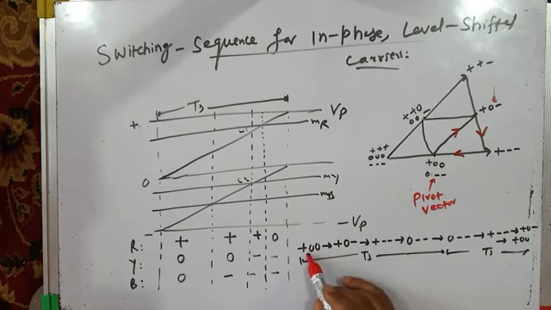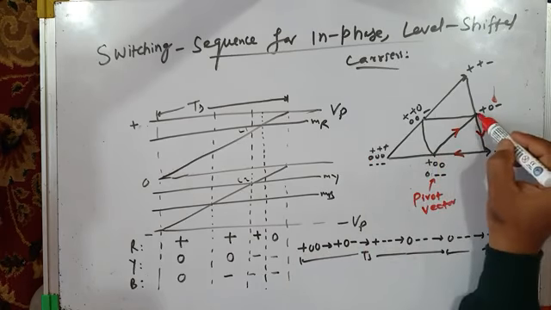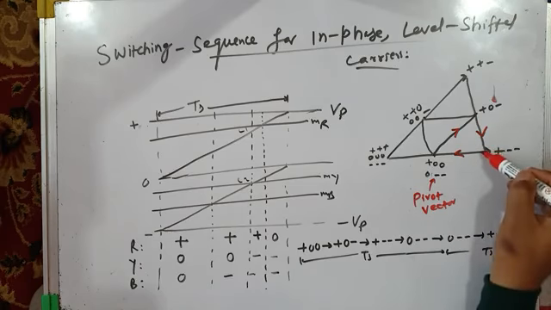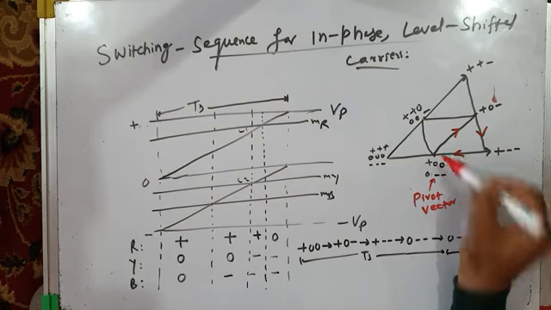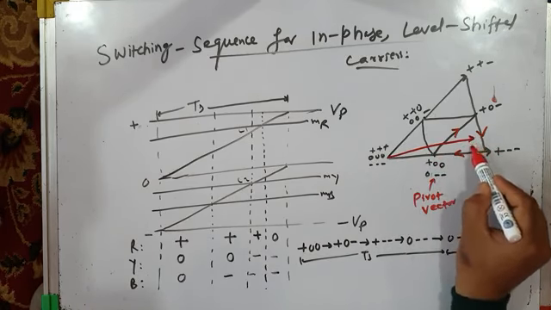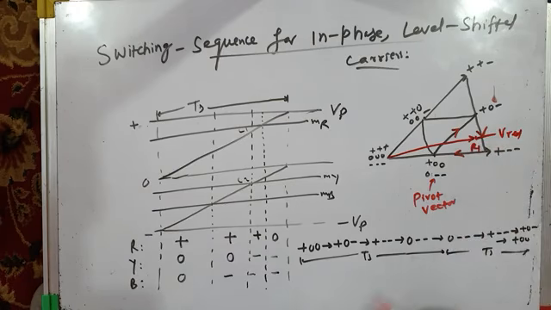Anyway, first you apply plus 0 0. Then you apply plus 0 minus for some time, then you apply plus minus minus. Move here. Then you apply 0 minus minus back. ठीक है. और आपका reference vector, it will be in region 1. ये आपका region 1 है. It's somewhere here. ये Vref है आपका reference vector.